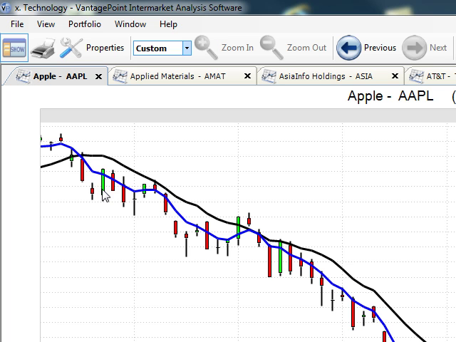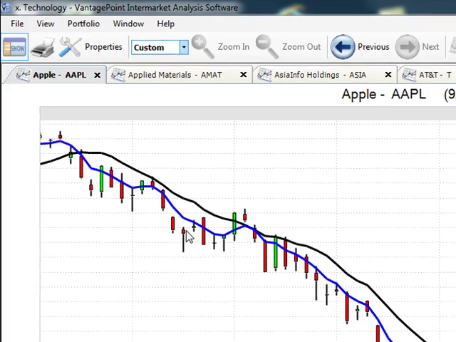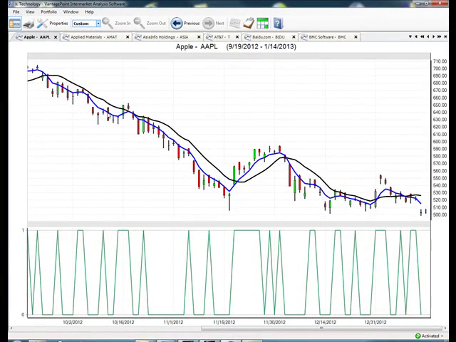Now, you don't want to wait too long, because after the blue line crossed below the black line, you can see that this market came down very quickly. It went down maybe $40 or $50 a share after several trading days. So you really want to be able to take advantage of the fresh crossovers as soon as they happen.